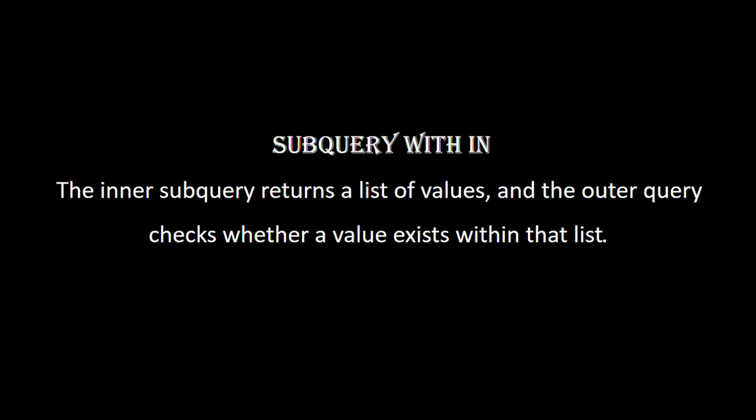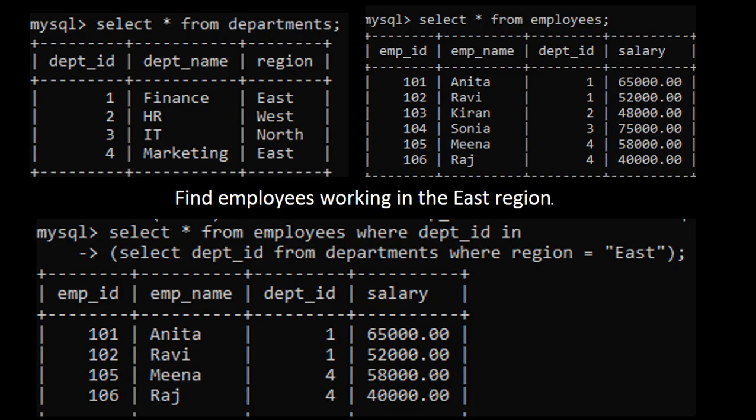When we are using a subquery with the IN clause, the inner subquery returns a list of values and the outer query checks whether a value exists within that list. Let's see how it works. For demonstration, I'm considering a departments table and an employees table, as you can see. Now I'm trying to find employees working in the East region.